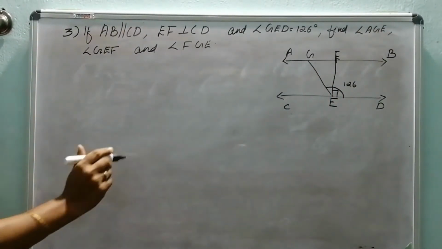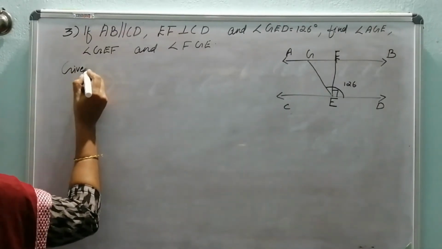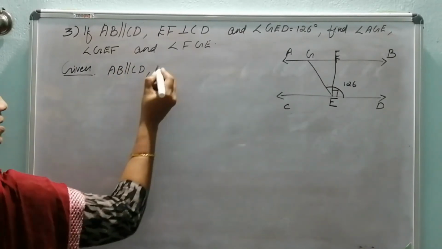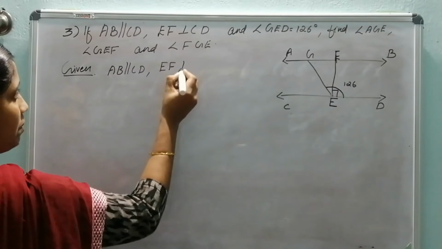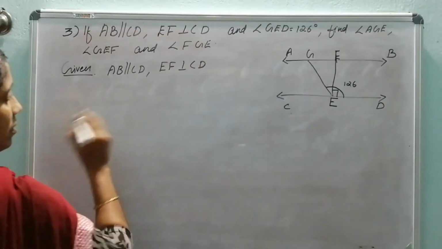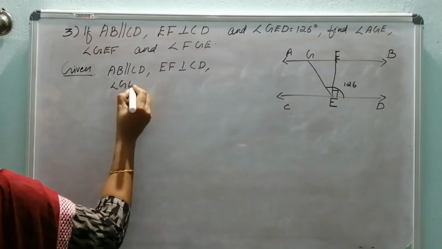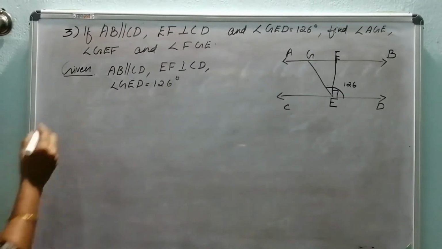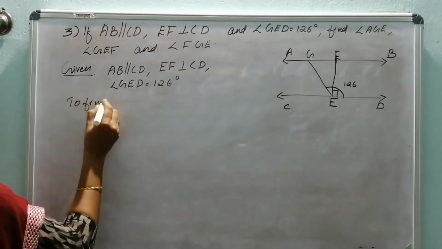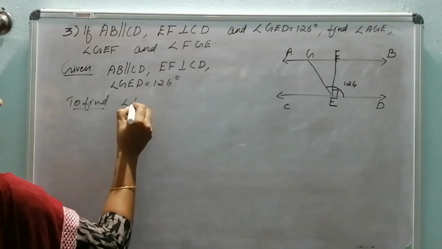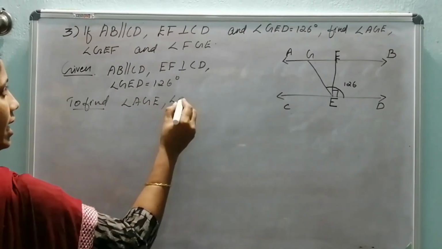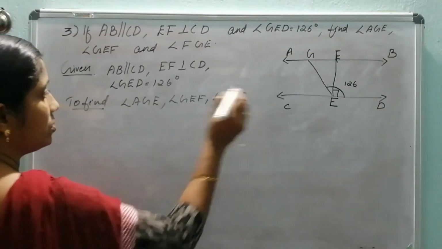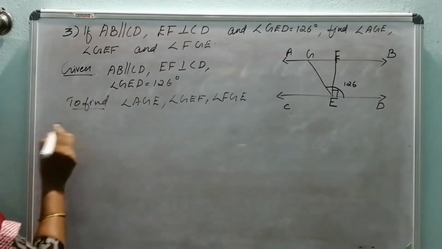So first step, what you have to do? You have to write down the given statement. What all things are given here? AB parallel to CD. The question itself is a given statement. EF perpendicular to CD. Then angle GED is equal to 126 degree. These things are given in the question. Then what you have to find? First one, angle AGE, then angle GEF and angle FGE. These are three angles you have to find. Then you have to do the calculation.